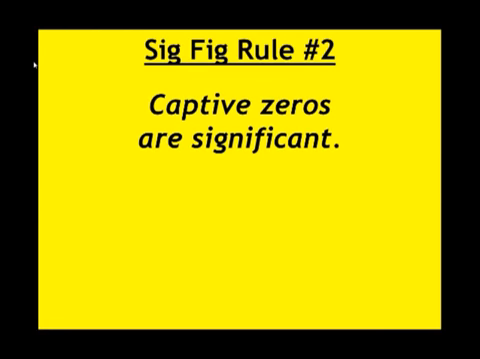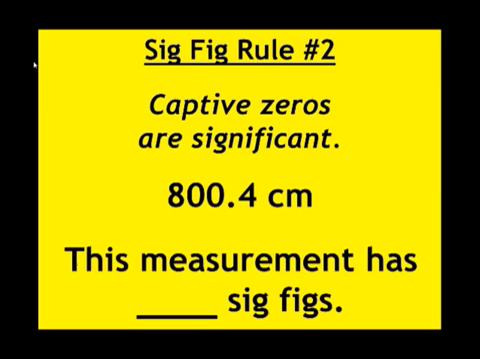Captive zeros are significant. So what does that mean? What are captive zeros? A captive zero is a zero that is trapped in between non-zero digits. Here's an example. 800.4 centimeters. The 8, we know that counts. The 4, we know that counts. And those two zeros are captive. They are in between. So everything counts in this measurement. This measurement, 800.4, has 4 significant figures.